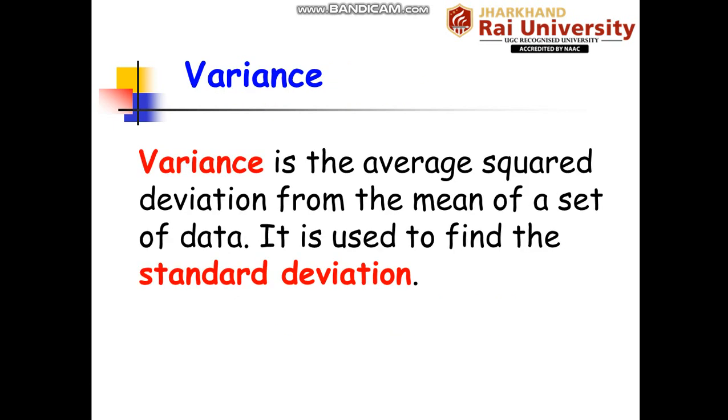But first, let's see what variance is. Variance is the average squared deviation from the mean of a set of data, and it is also used to find standard deviation. That means it is the average of the squared deviations. First we calculate the deviation, then we square them, and at the end we find the average, and that average is known as the variance. Once we calculate the variance, we can also calculate the standard deviation from that data.